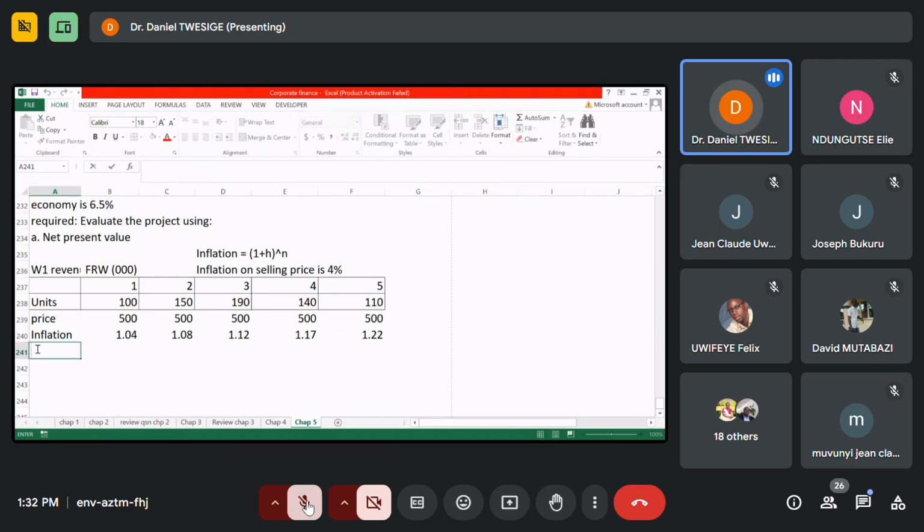So what will be my nominal revenue? My revenues, which are nominal now because I've adjusted for inflation, I will get the units times the selling price times the inflation.